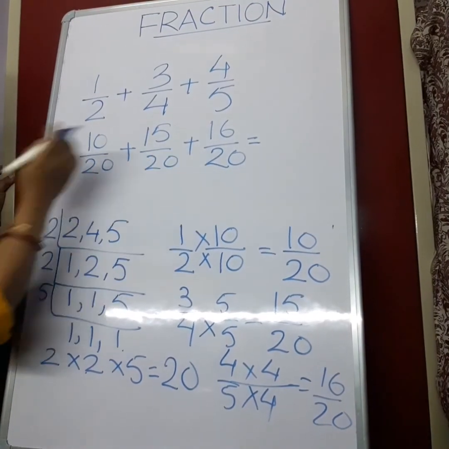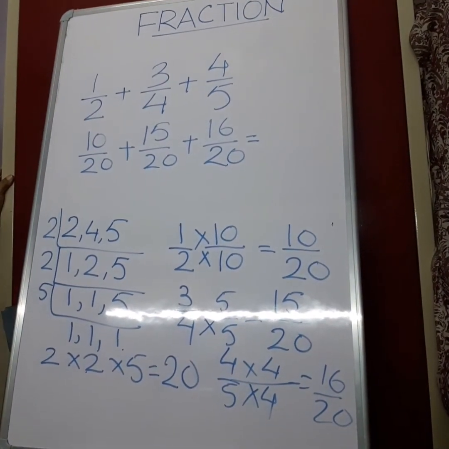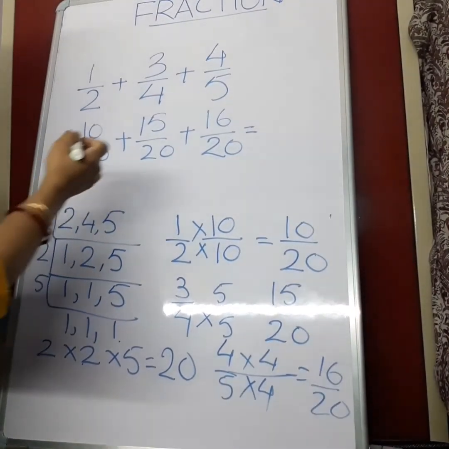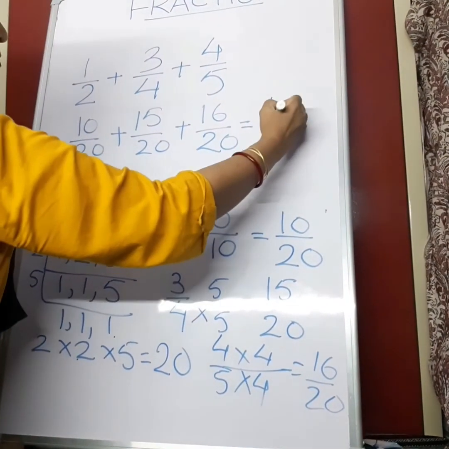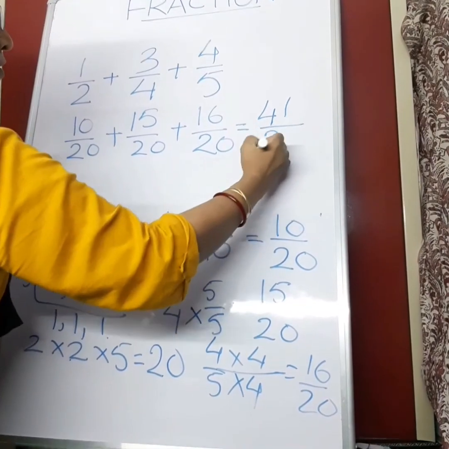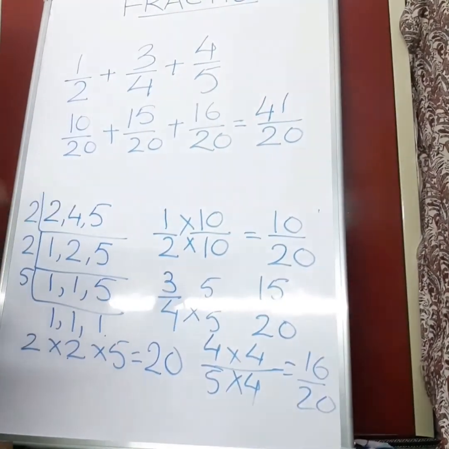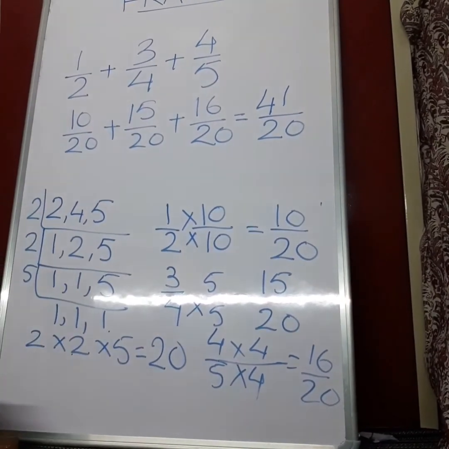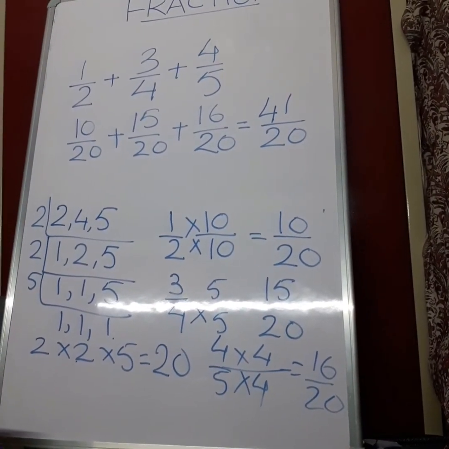Now see, all the denominators are same. We can comfortably add it. 41 by 20. Now, this is an improper fraction, so we have to change it into a mixed number.